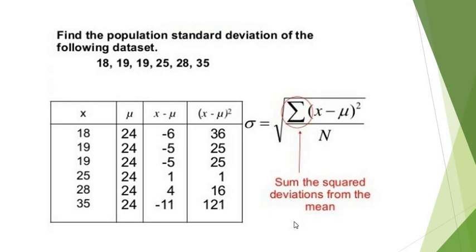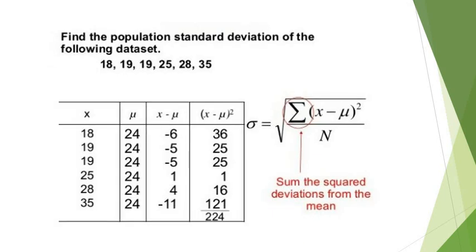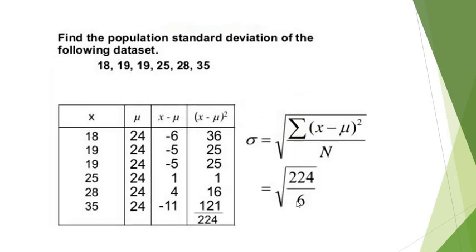What answer did you get in your calculator? That's correct. It should be 224. The next step is to replace what we have on top. In other words, the numerator should be 224, and we're going to replace n with what it represents, the number of values that we have, which is going to be what? 6. 6 is correct.